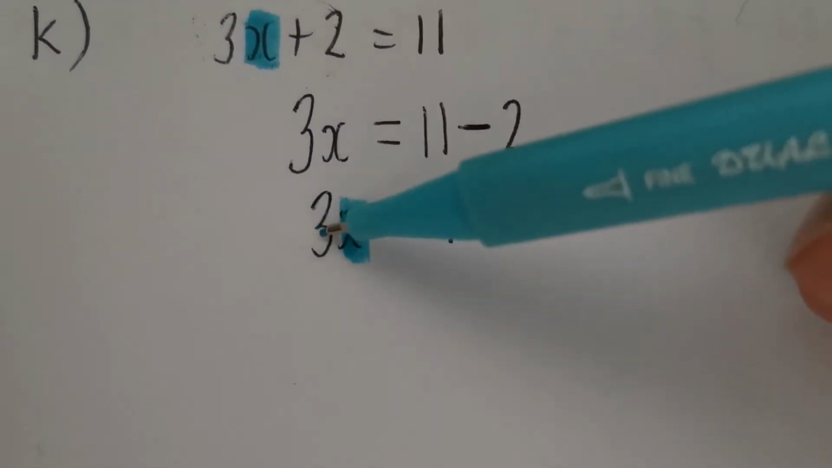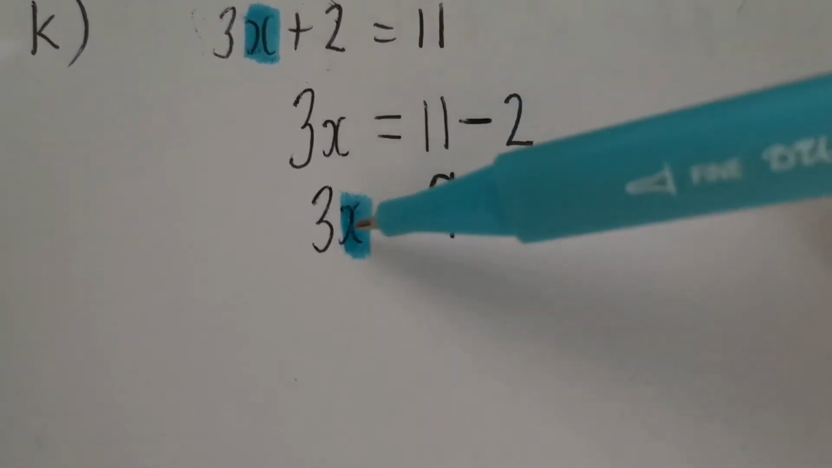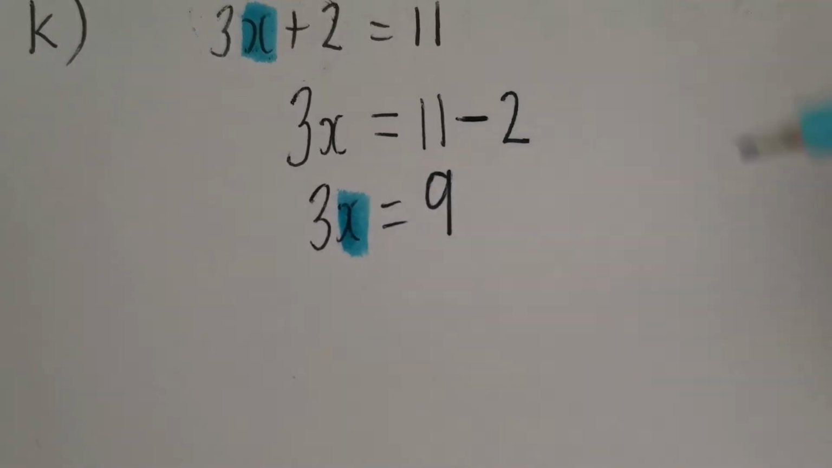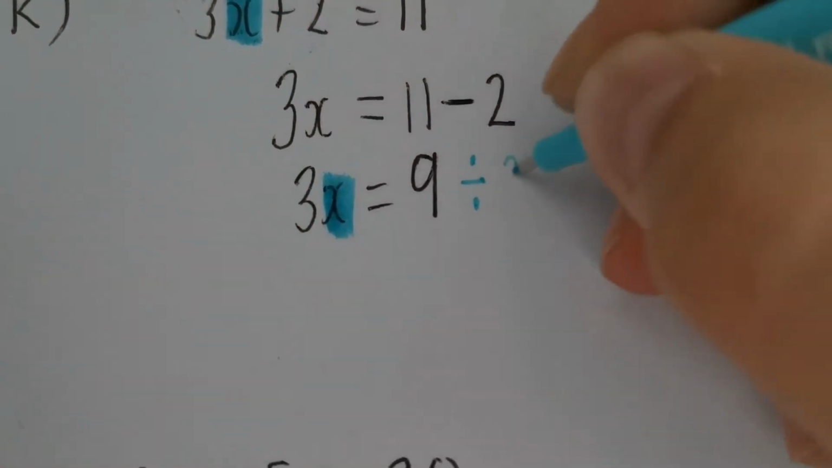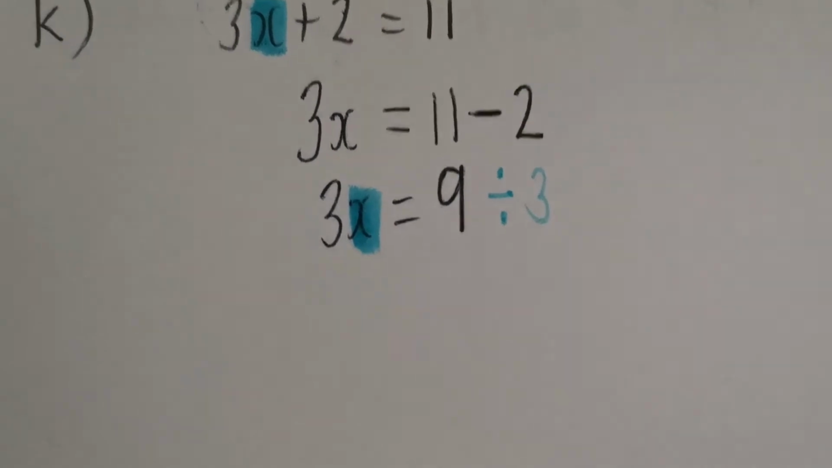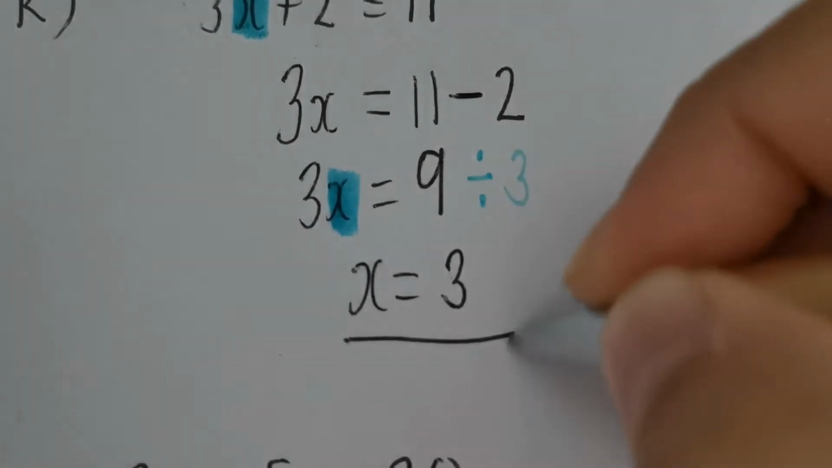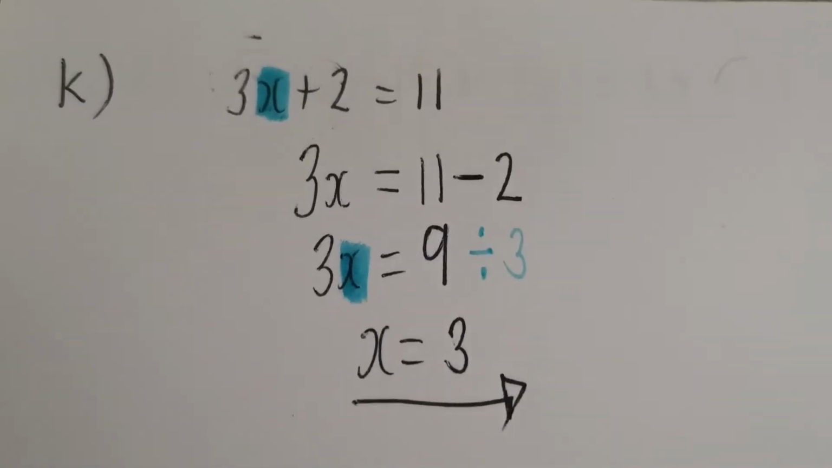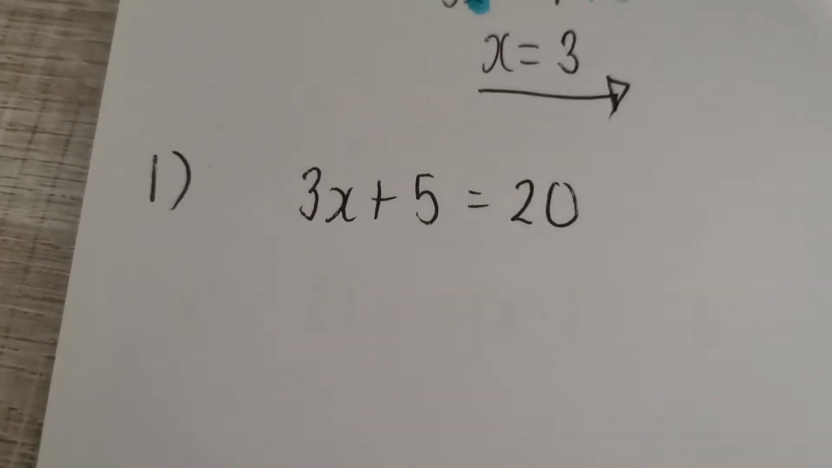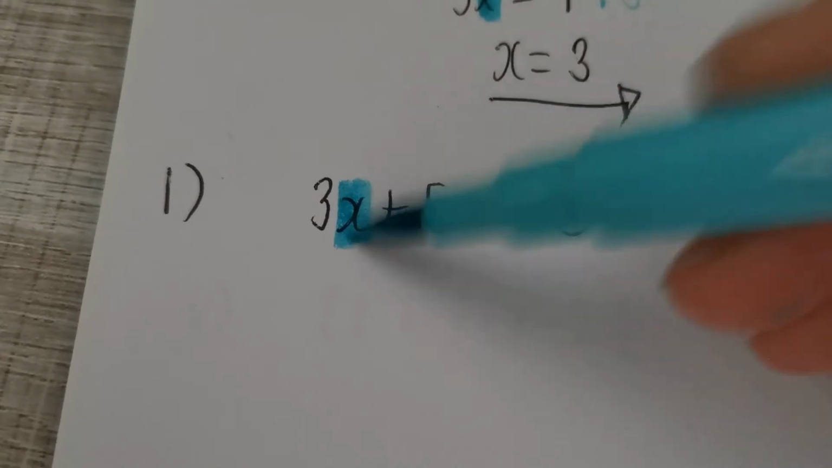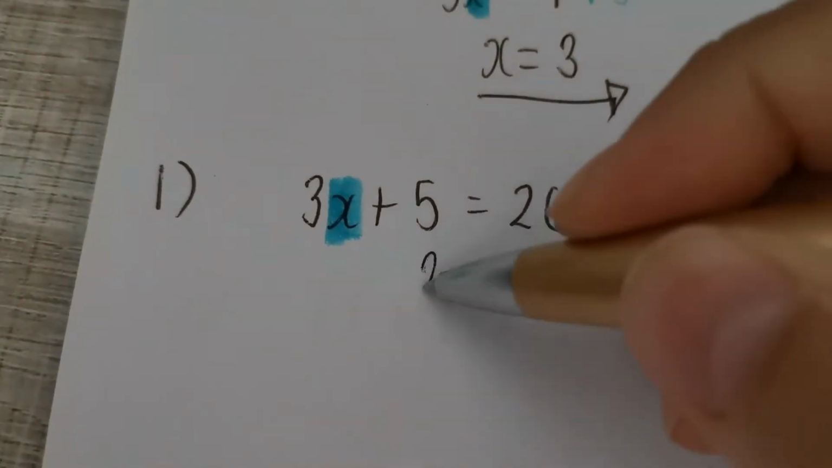11 minus 2. I need the x on its own. Can you see it has 3 multiplied by x? So the opposite of multiply is divide. Or you can put it as a fraction, so 9 over 3. 9 divided by 3, 3. Done. Okay, next one.